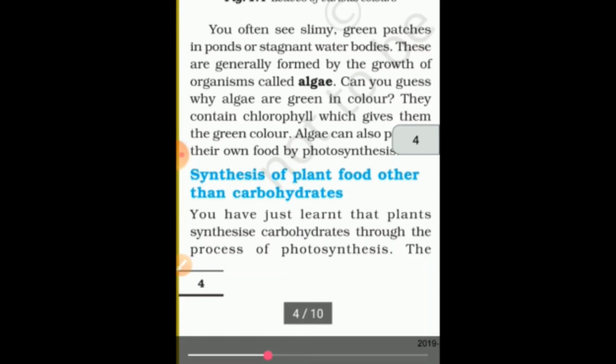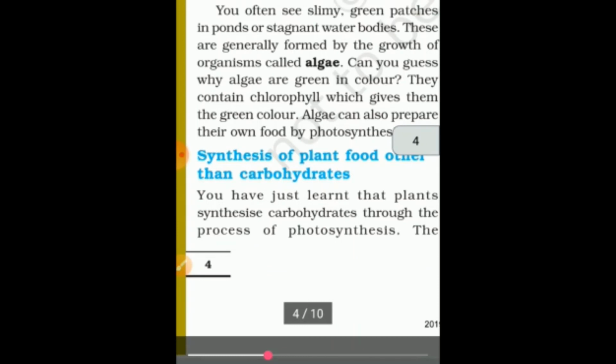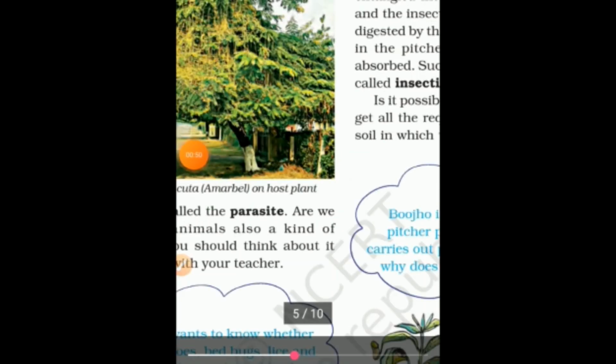Soil has certain bacteria which convert gaseous nitrogen into a usable form and release it into the soil. These are absorbed by the plants along with water. In this way, plants fulfill their requirements of nitrogen and synthesize proteins and vitamins. Now we are going to discuss other modes of nutrition in plants. There are some plants which do not have chlorophyll.